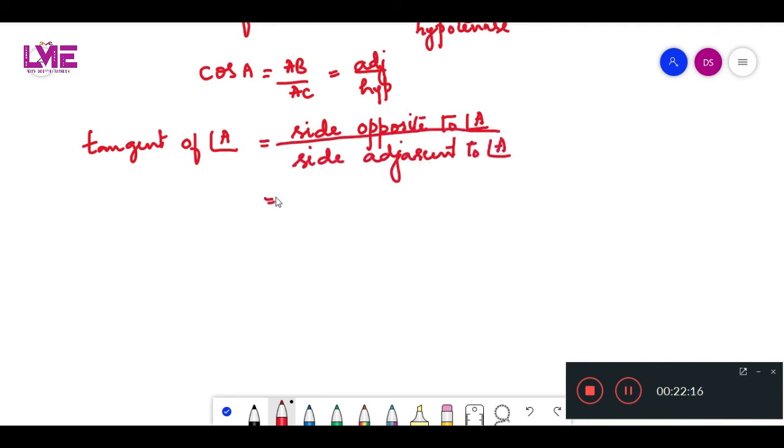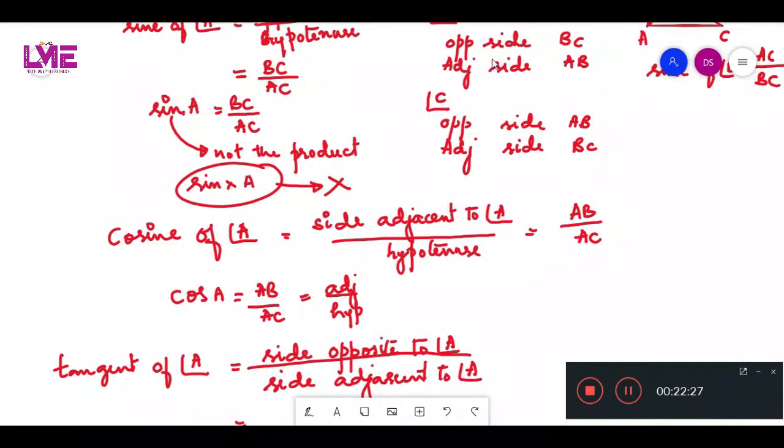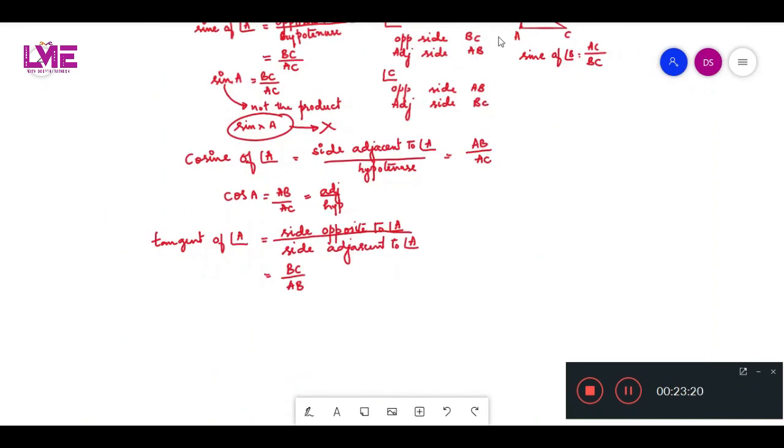Now let us take the same triangle which we considered earlier, and let us see what is the side opposite and side adjacent to angle A. Side opposite to angle A is BC, side adjacent to angle A is AB. It is BC by AB. Now, these are the three basic trigonometric ratios.